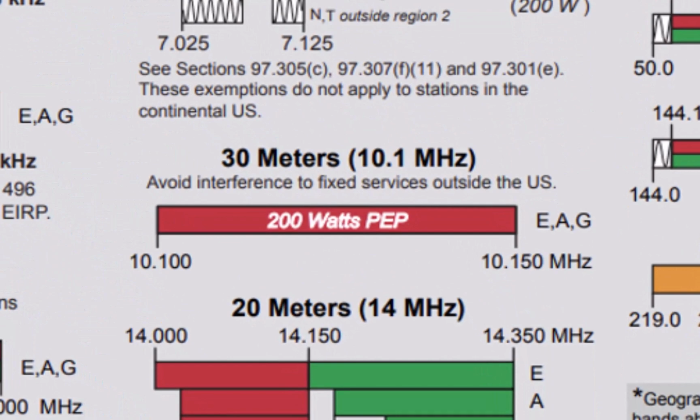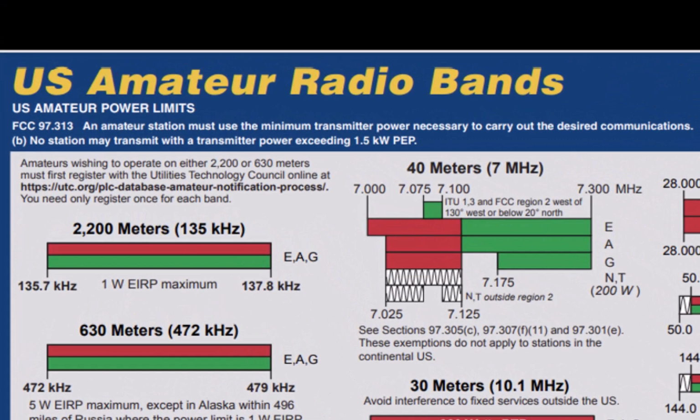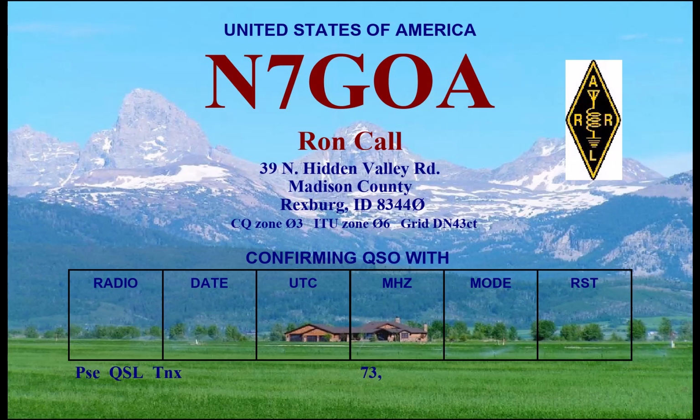Notice on the chart, 30 meters says 200 watts PEP. Now notice it also says an amateur station must use the minimum transmitter power necessary to carry out the desired communications, but in no case can you exceed 1500 watts PEP. Question number 1 asks, what is the maximum transmitter power an amateur station may use on 10.140 megahertz? Well, that's in the 30-meter band, so it's 200 watts PEP output. Question 2, what is the maximum transmitter power an amateur station may use on the 12-meter band? Well, it's not 30 meters, so 1500 watts.